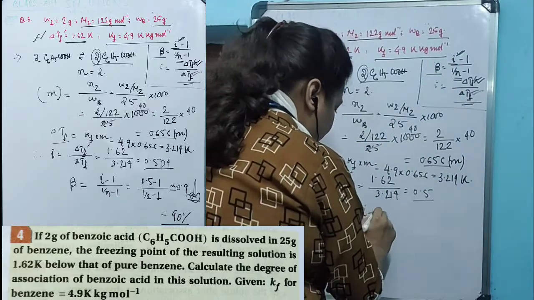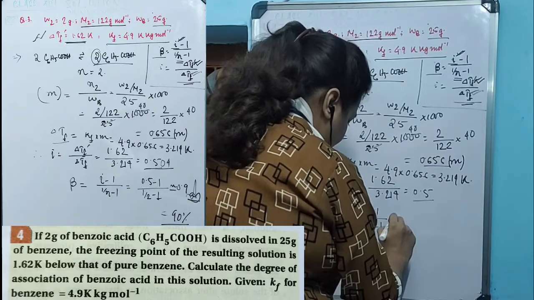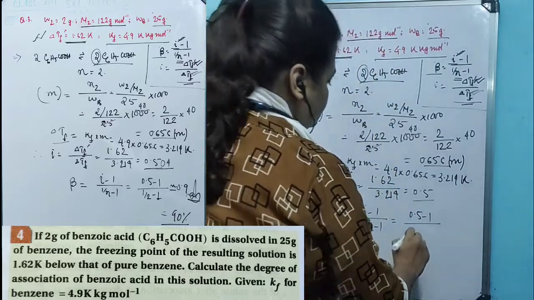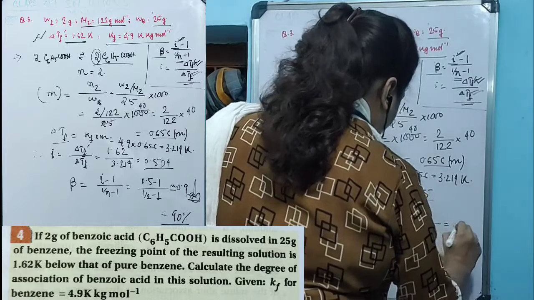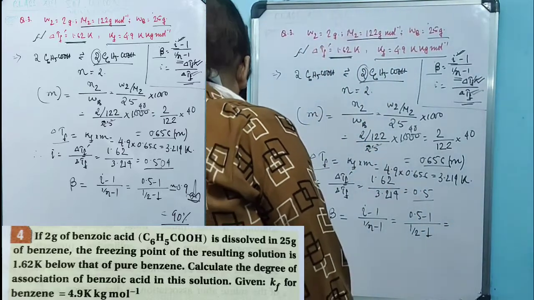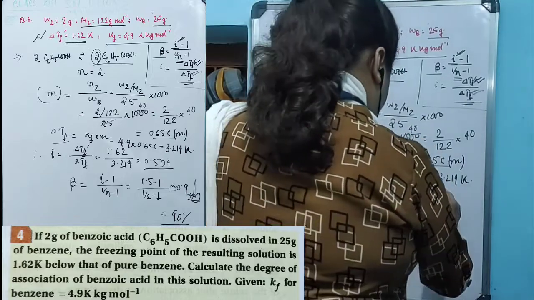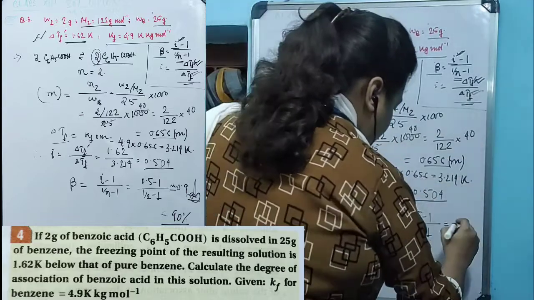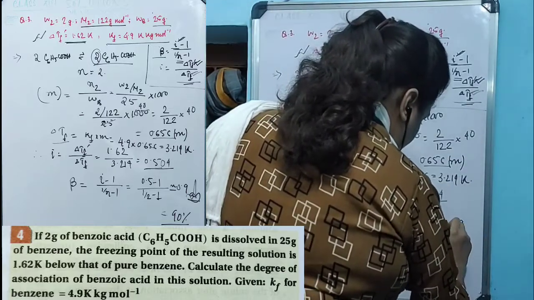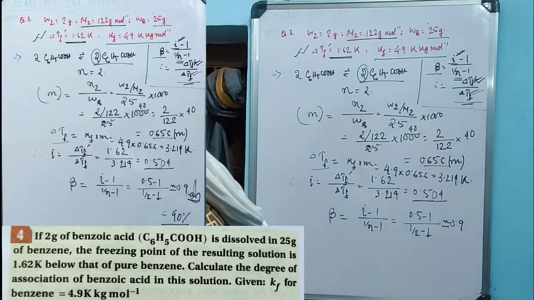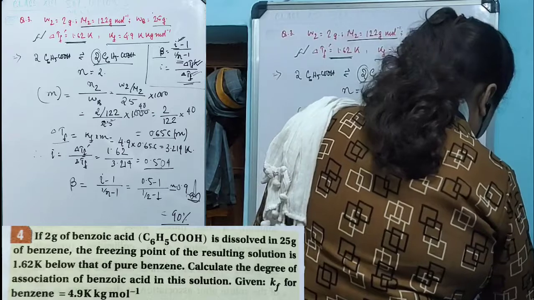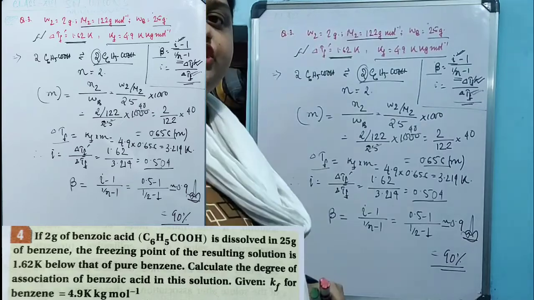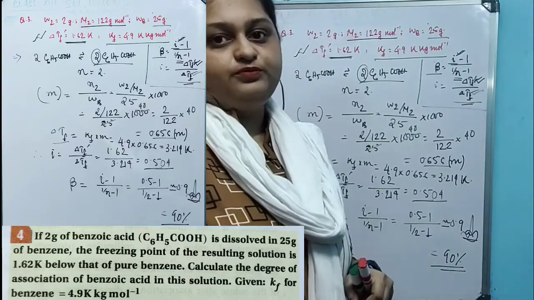So we have calculated i, and we can put this i value into the equation of beta, which is i minus 1 by 1 by n minus 1, equals 0.5 minus 1 by 1 by 2 minus 1, which is almost 0.9. This is the value of beta. That is, 90% of the molecules will be associated in this solution of benzoic acid into the benzene.